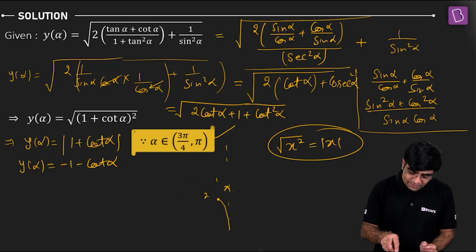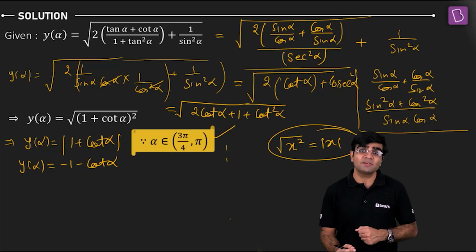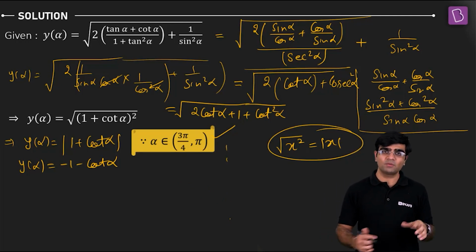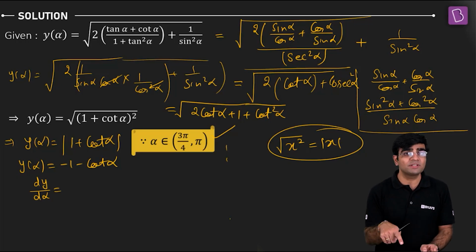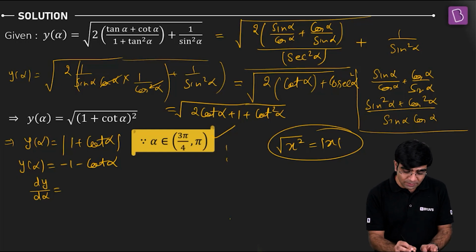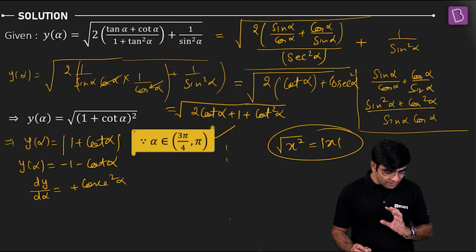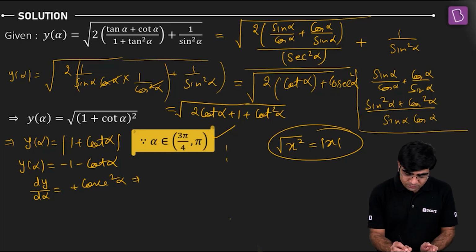And the moment I have y alpha, what do I have to do? I need to differentiate that because that's what they have asked me. They asked me dy by d alpha at alpha equal to 5 pi by 6. So we'll figure it out. First of all, let's find dy by d alpha. Derivative of -1 is 0 and derivative of cot alpha is minus cosec square alpha, but minus of cot alpha will give me plus cosec square alpha. Lovely. Now what they have asked me clearly is dy by d alpha at alpha equal to 5 pi by 6.